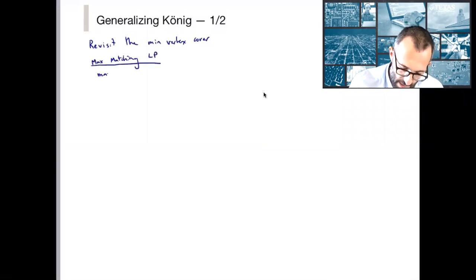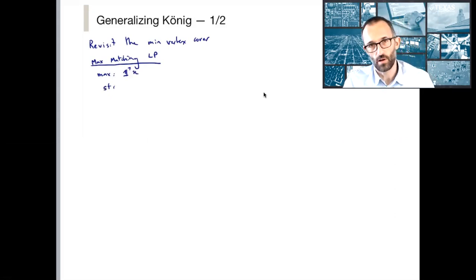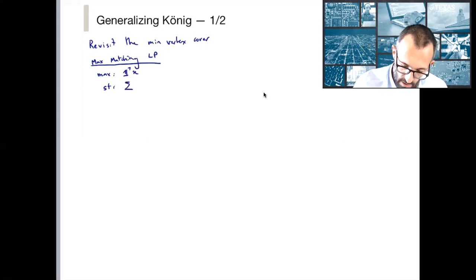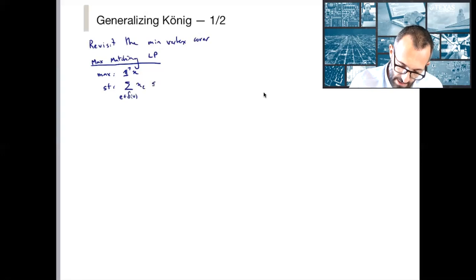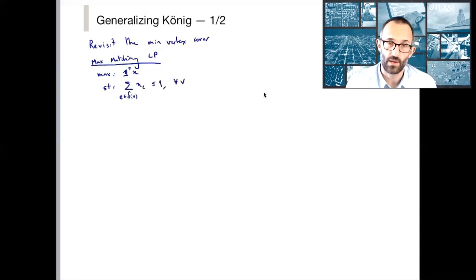which is maximize 1 transpose x. Remember this, the 1 is the all ones vector, and x for the matching problem, you're selecting edges. Subject to the fact that you do not select more than one edge that's incident to a particular node. So the sum over e incident to v of x_e is less than or equal to 1. This is true for every node v. And also x is non-negative. And we also wrote down its dual.